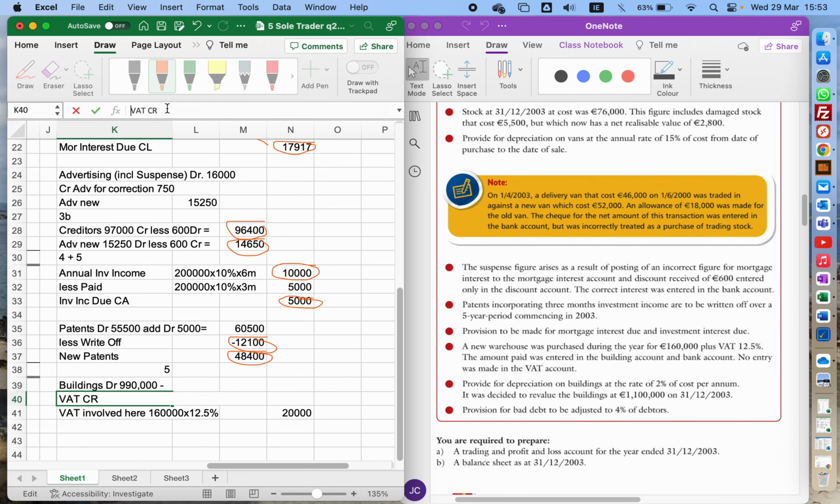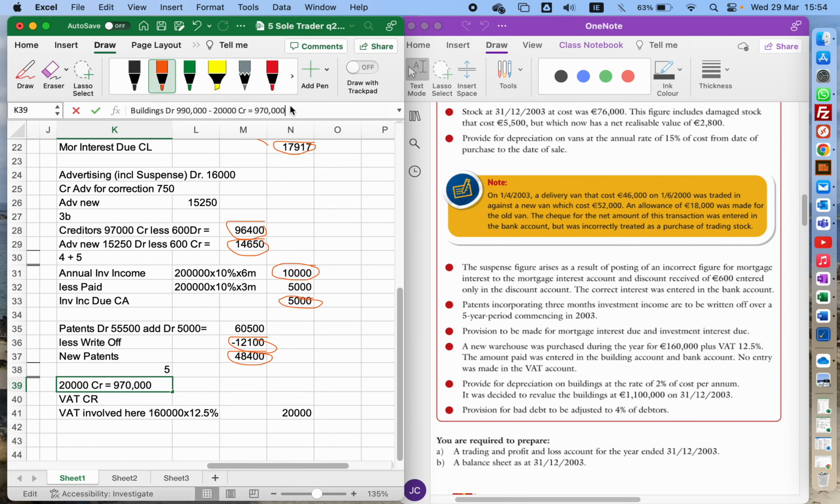So it was put into the buildings account. I'm going to take it out of the buildings account. So I'll be taking out 20 grand, which would be a credit entry in buildings, because buildings is an asset, so it'll be a debit balance. Okay. And that's going to mean that my buildings is worth 970.